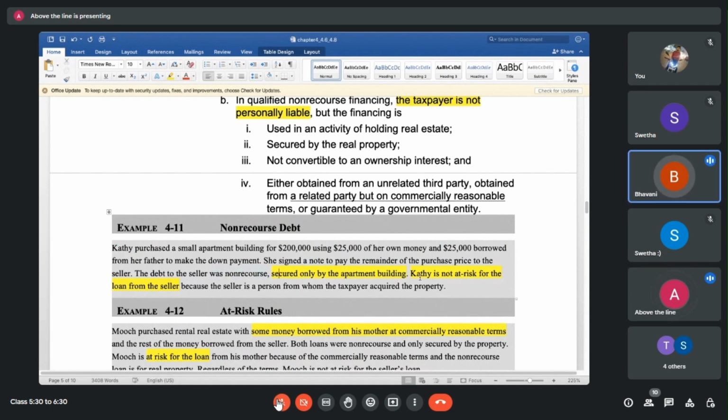Katie is not at risk for the loan from the seller because the seller is a person from whom the taxpayer acquired the property. Right.